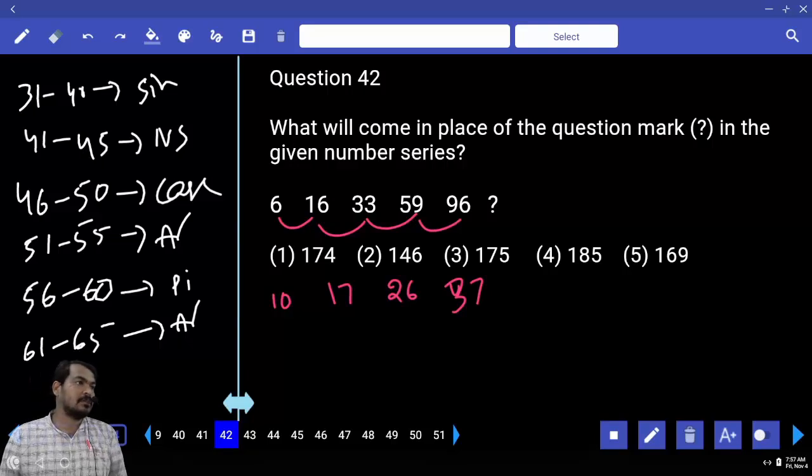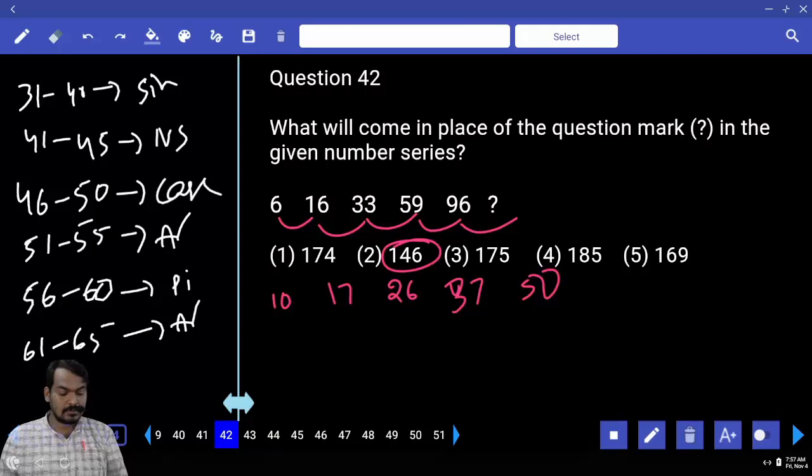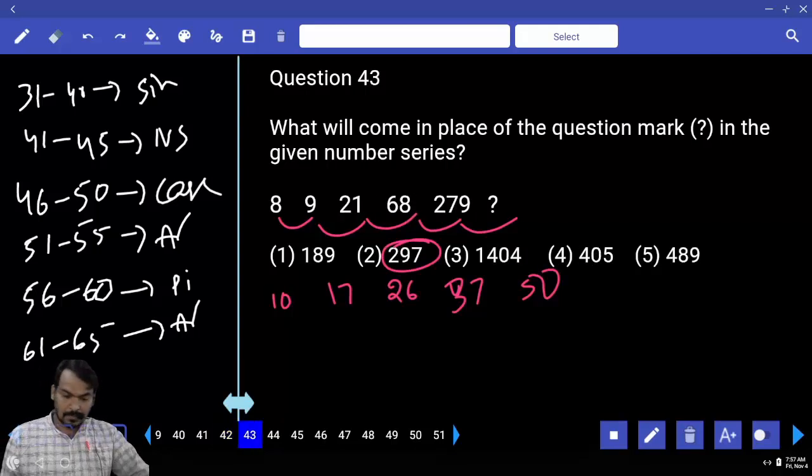10 means 3 square plus 1 or not? 17 means 4 square plus 1. 26 means 5 square plus 1. 37 is 6 square plus 1. Next one, 50 or not? 96 plus 50, 146.